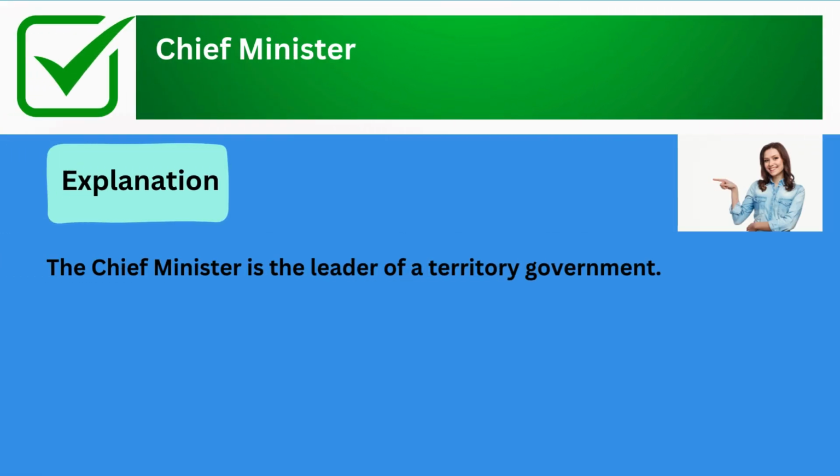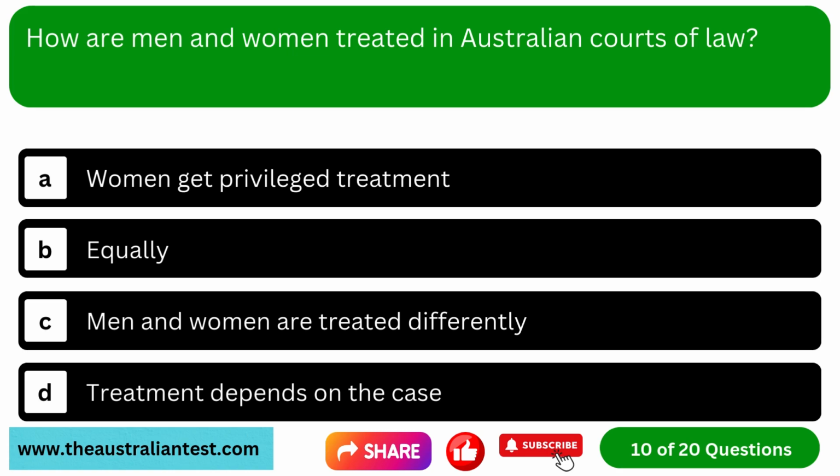The correct answer is Chief Minister. Explanation: the Chief Minister is the leader of a territory government. Question 10. How are men and women treated in Australian courts of law? Option A, women get privileged treatment. Option B, equally. Option C, men and women are treated differently. Option D, treatment depends on the case.